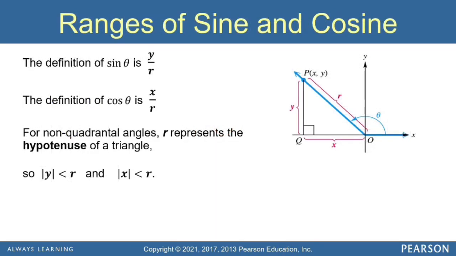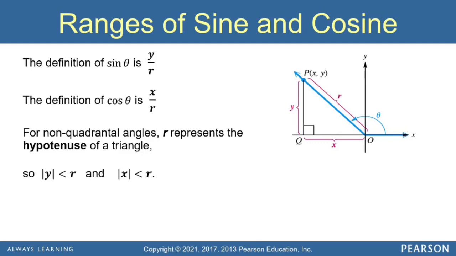And now let's review what we already know about the function definitions. We're familiar with this diagram right here where we have an angle theta in standard position, and we have a point x comma y that's on the terminal side of the angle, and that allows us to draw this little imaginary triangle right here with legs x and y and the hypotenuse length r. And we know that the definition of the sine of theta is y over r, the definition of the cosine is x over r, and of course r is the hypotenuse, which means it's the longest side.